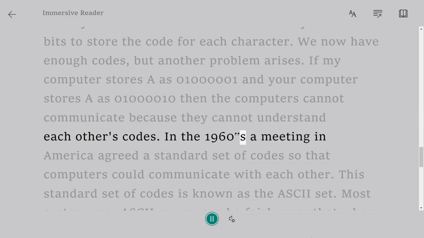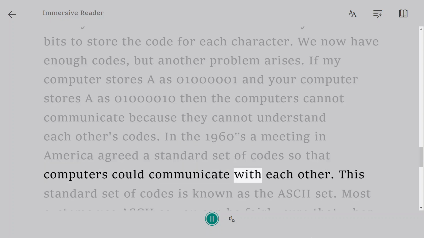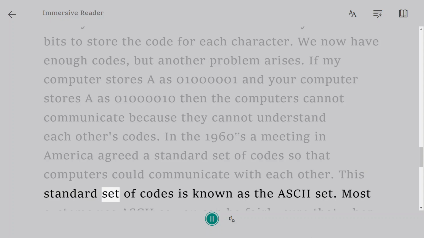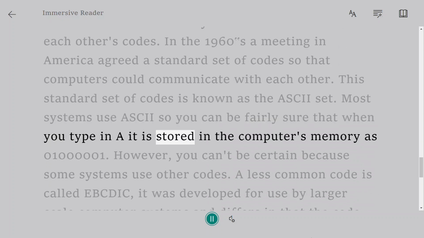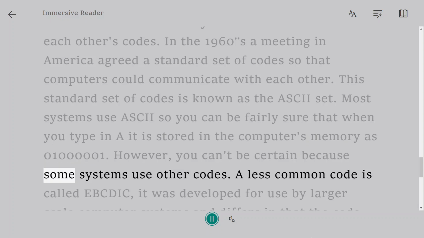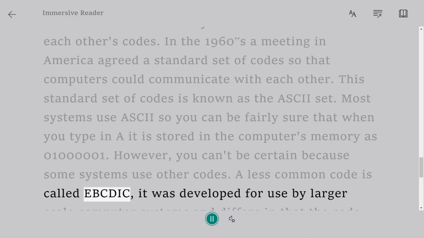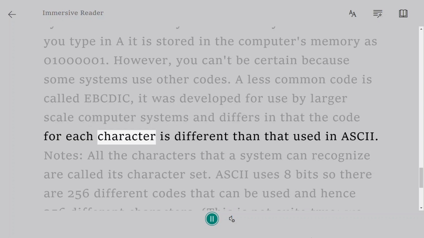In the 1960s an ASCII meeting in America agreed a standard set of codes so that computers could communicate with each other. This standard set of codes is known as the ASCII set. Most systems use ASCII, so you can be fairly sure that when you type an A it is stored in the computer's memory as 01000001. However, you can't be certain because some systems use other codes. A less common code is called EBCDIC. It was developed for use by larger-scale computer systems and differs in that the code for each character is different than that used in ASCII.